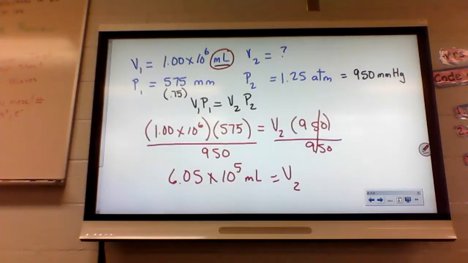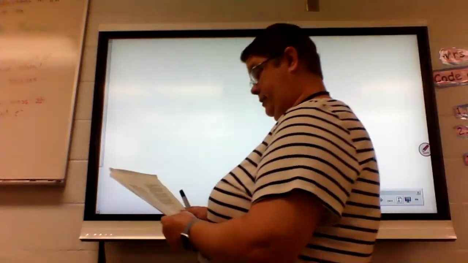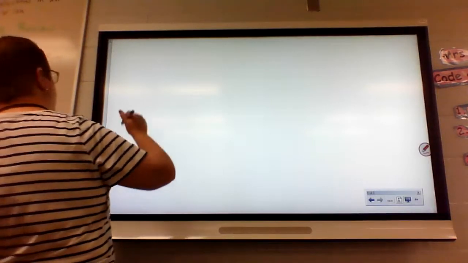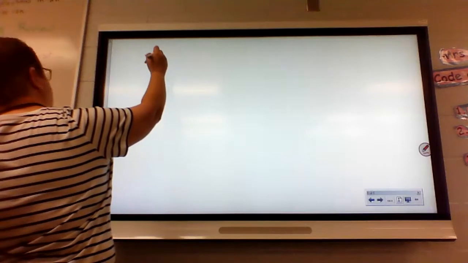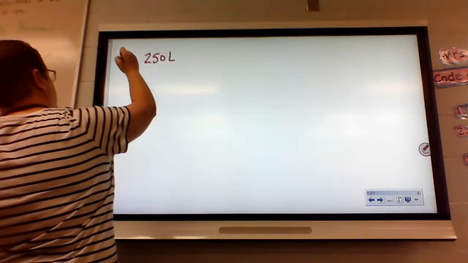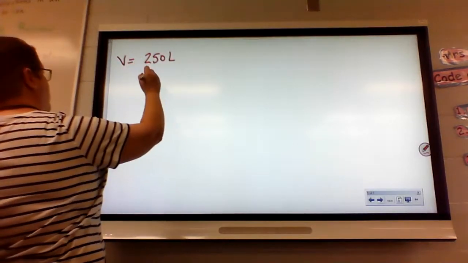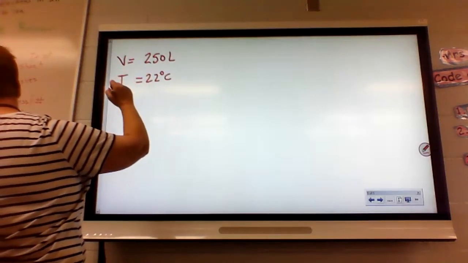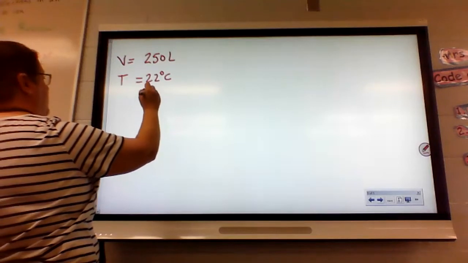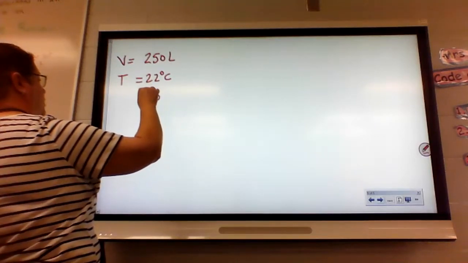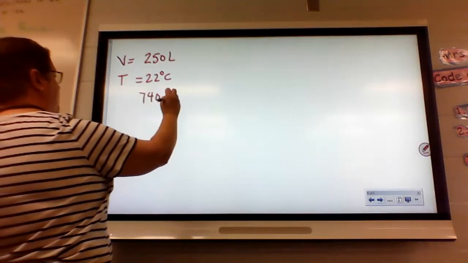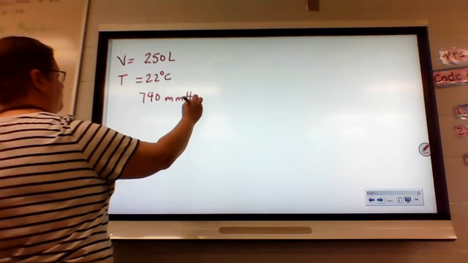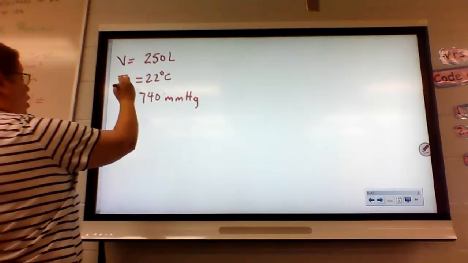All right, number 9. It says that we have 250 liters of helium at 22 and 740. What is 250 liters? That's a volume, and it says 22 degrees Celsius. So that's the temperature, and we have 740 mmHg, so that's a pressure. So those are all ones.